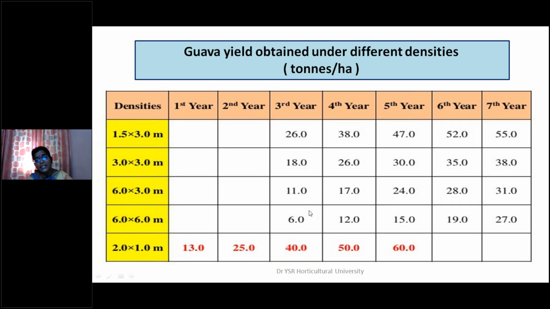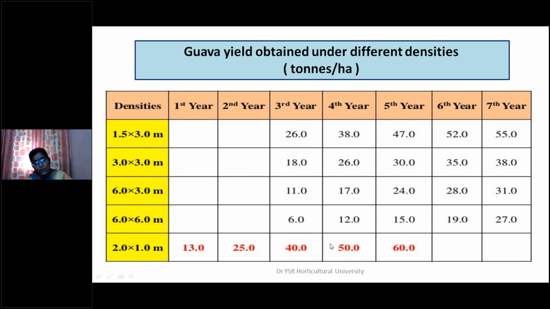Here the 6 into 6 meters is the traditional method of planting, where we can get yields after the 3rd year, and when it reaches the 5th year or 7th year, we can see the yields are 15 tons or 27 tons per hectare. Whereas if you are adopting ultra high density or meadow orchard with 2 into 1 meter spacing, where we can accommodate 5,000 plants, we can get the fruits in the first year itself, where we get 13 tons per hectare.